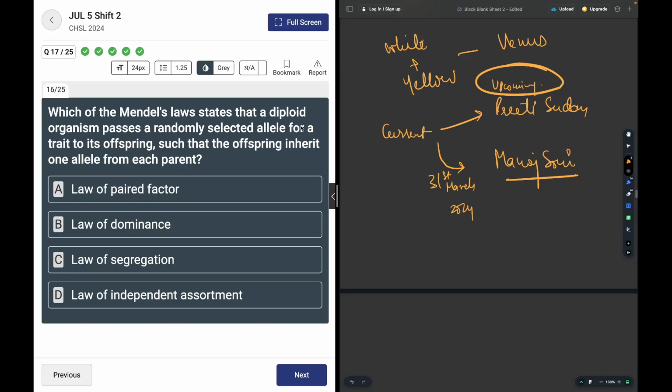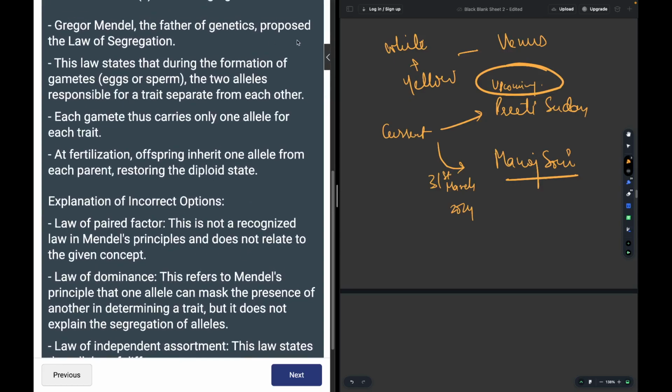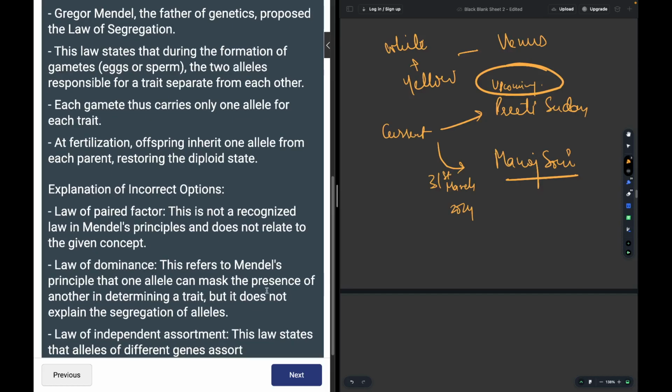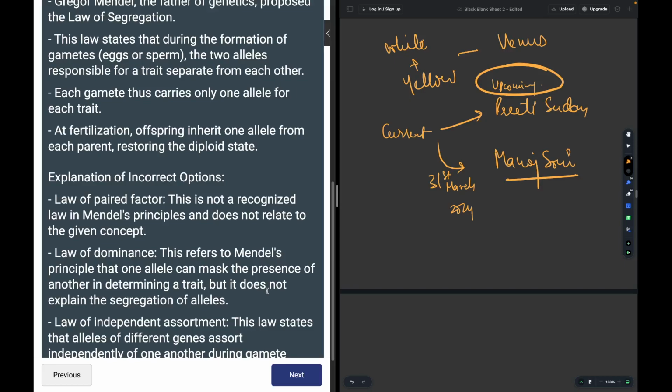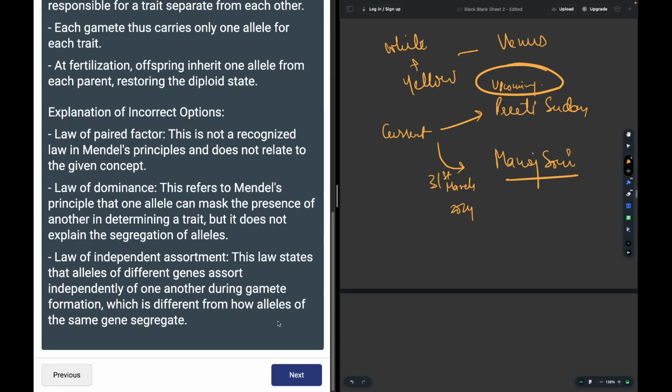Which of the following Mendel's law states that a diploid organism passes a randomly selected allele for a trait to its offspring such that the offspring inherit one allele from each parent? So the answer is law of segregation. You may read about it over here. Gregor Mendel, the father of genetics, proposed the law of segregation. It states that during the formation of gametes, the two alleles responsible for a trait separate from each other. Each gamete thus carries only one allele for each trait. At fertilization, the offspring inherits one allele from each parent, restoring the diploid state.